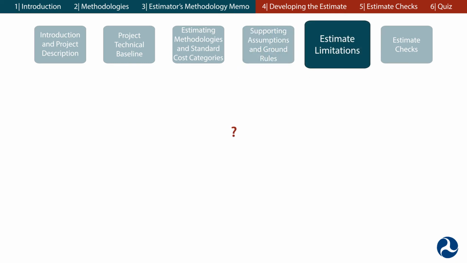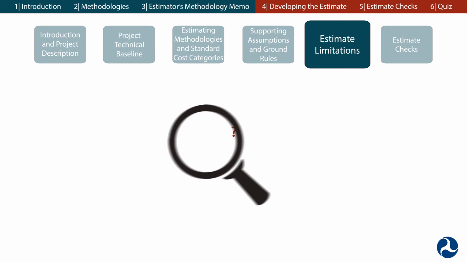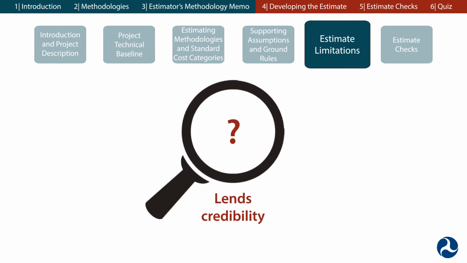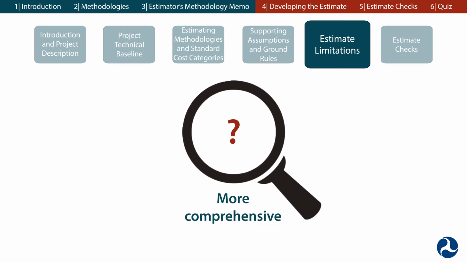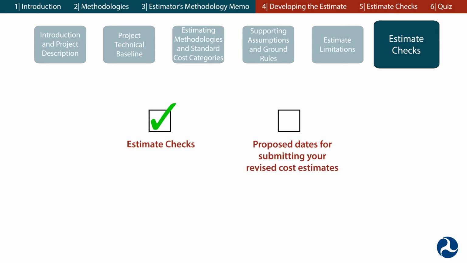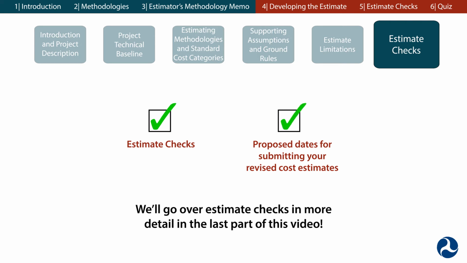The Estimate Limitations section should identify areas in the estimate where there are unknowns and how you will address them. This lends credibility to the cost estimate and makes it more comprehensive and supportable. At the end of the estimator's methodology memo, you'll include estimate checks and the proposed dates for submitting your revised cost estimates to FRA as project development moves forward. We'll go over estimate checks in more detail in the last part of this video.